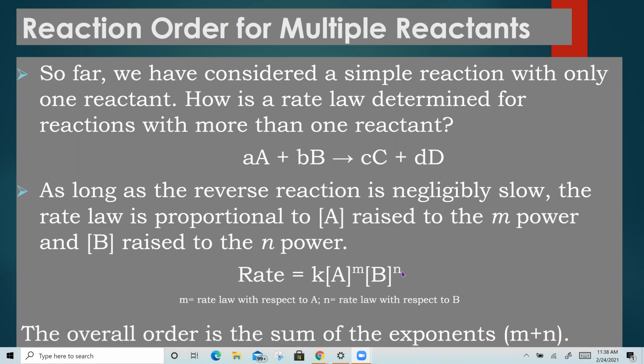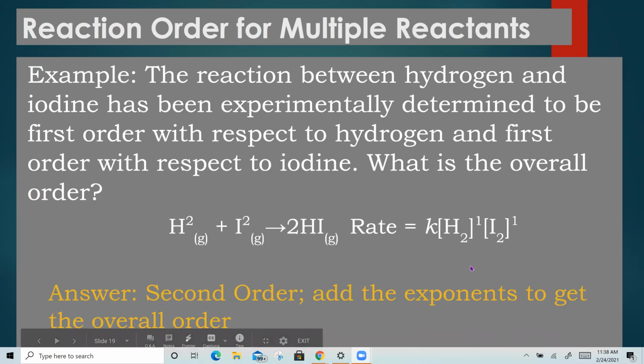Do you see that? Or if A was 1 and B was 1, the overall reaction would be 1 plus 1, which is second order. All right. And so there are several scenarios there that we can look at.